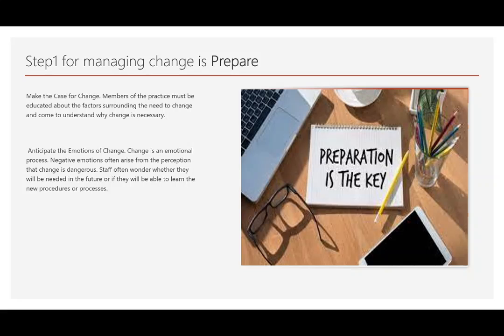Anticipate the emotions of change. Change is an emotional process. Negative emotions often arise from the perception that change is dangerous. Staff often wonder whether they will be needed in the future or if they will be able to learn the new procedures or processes.